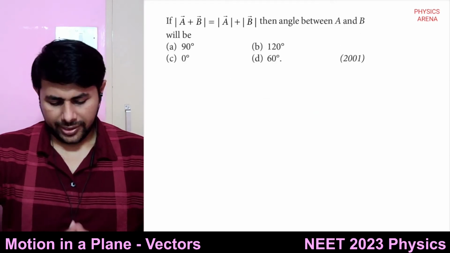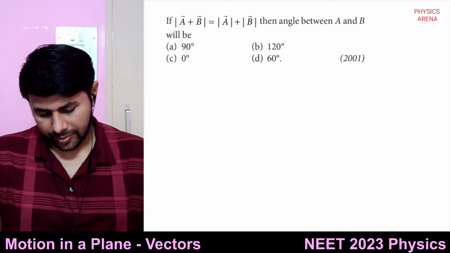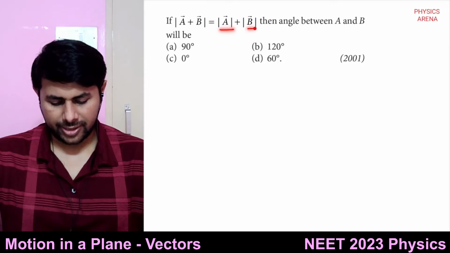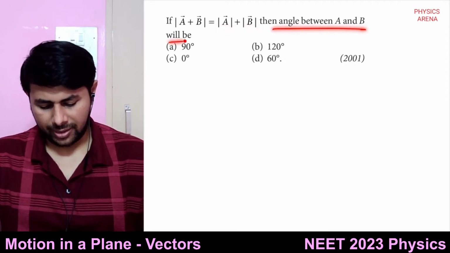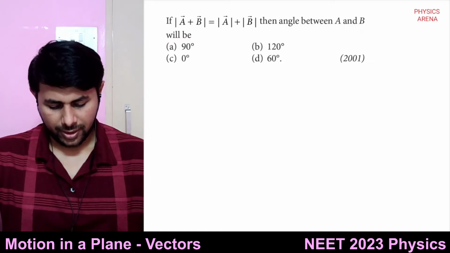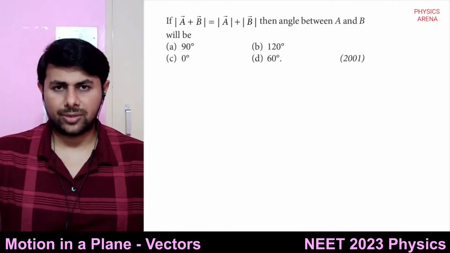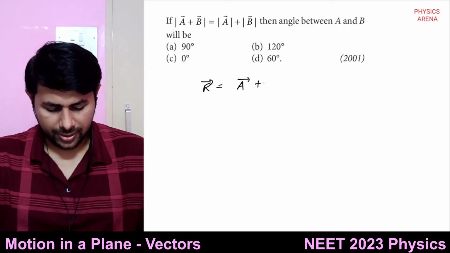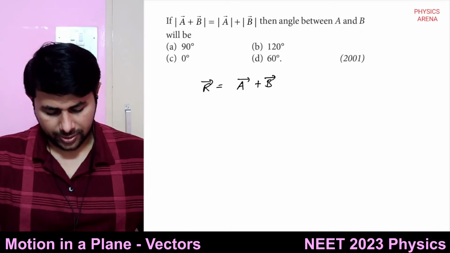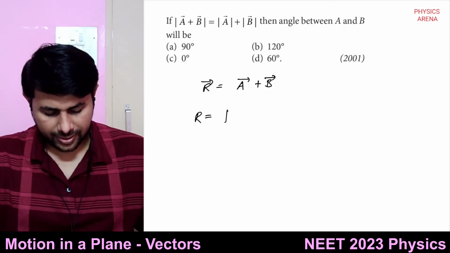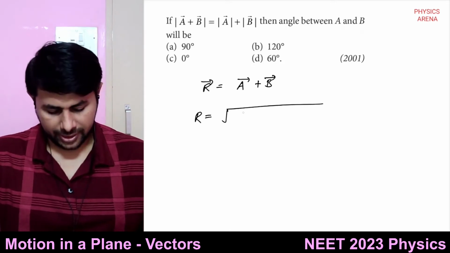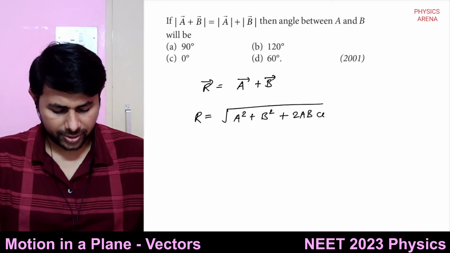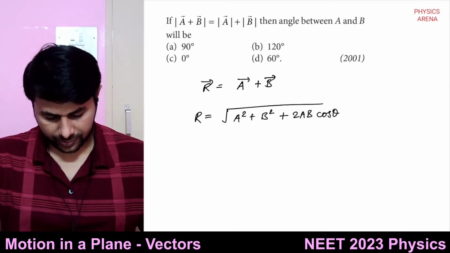Okay. See this question. If the magnitude of A bar plus B bar is equal to the magnitude of A bar plus the magnitude of B bar, then the angle between A bar and B bar will be? See, either you can use the formula. Let's suppose R bar is equal to A bar plus B bar. So how much is R? The magnitude of the resultant is the square root of A square plus B square plus 2AB cos of theta. Okay? Right?